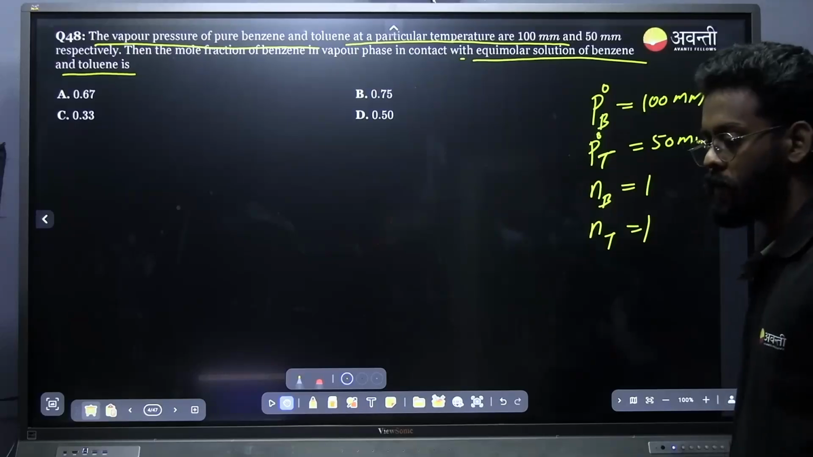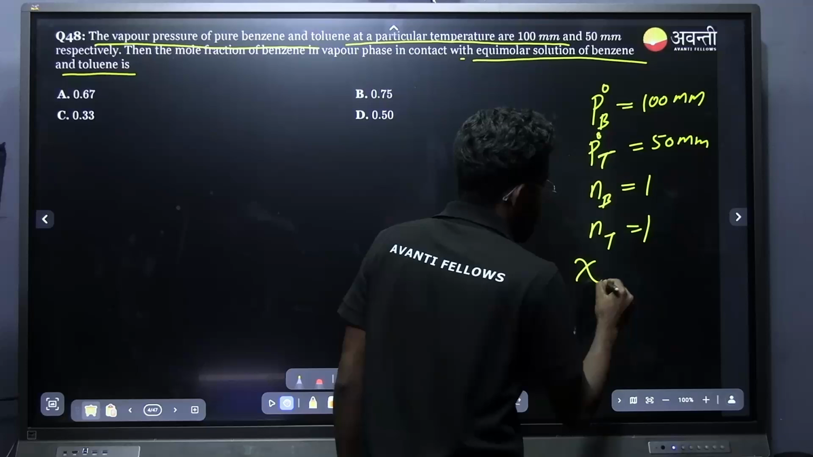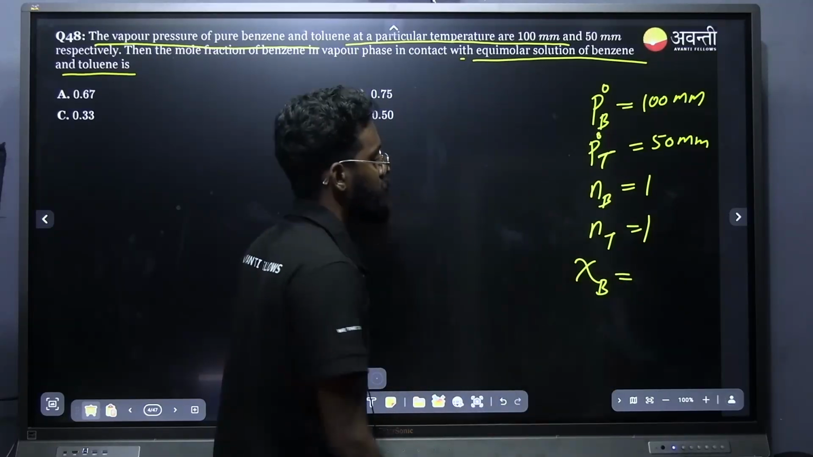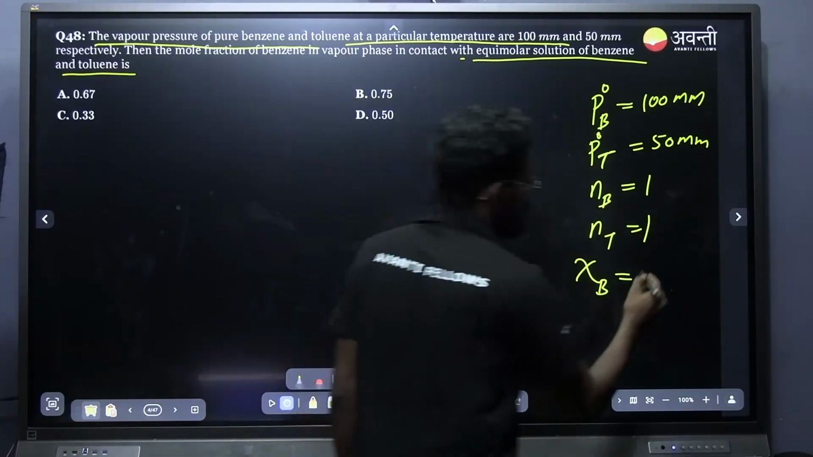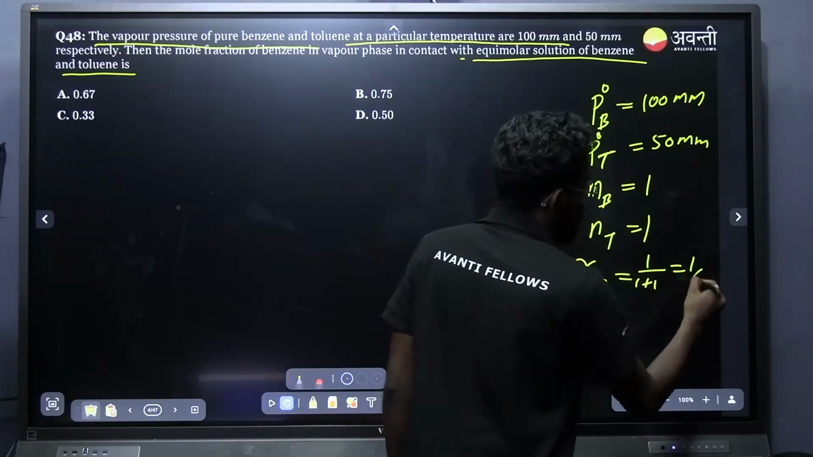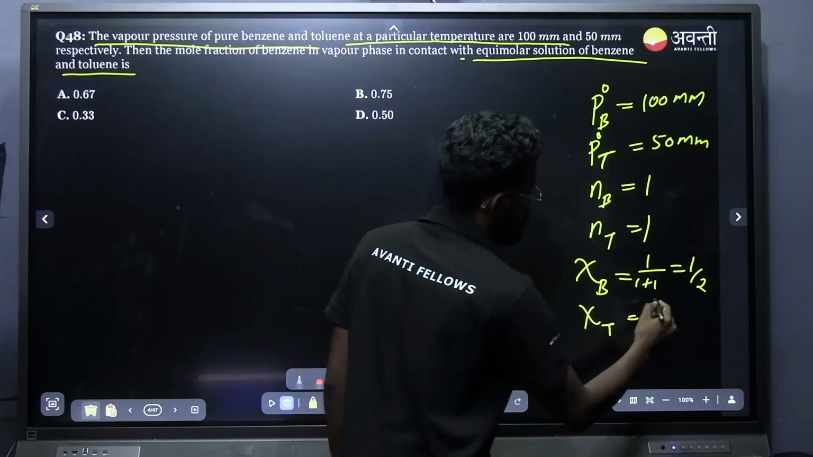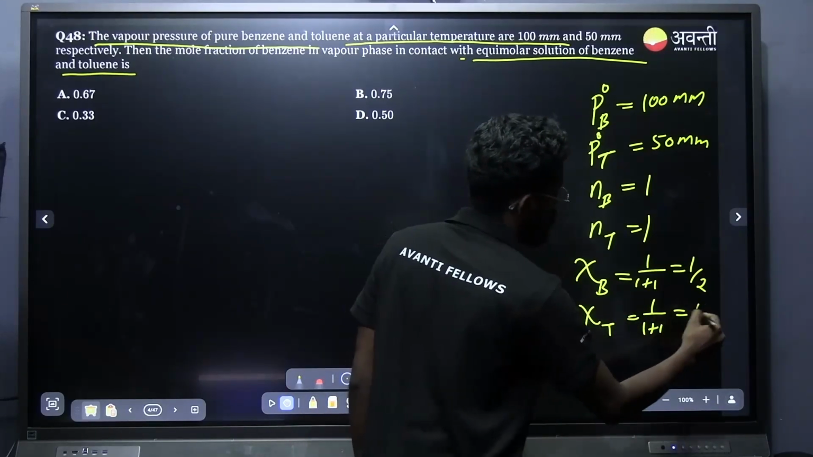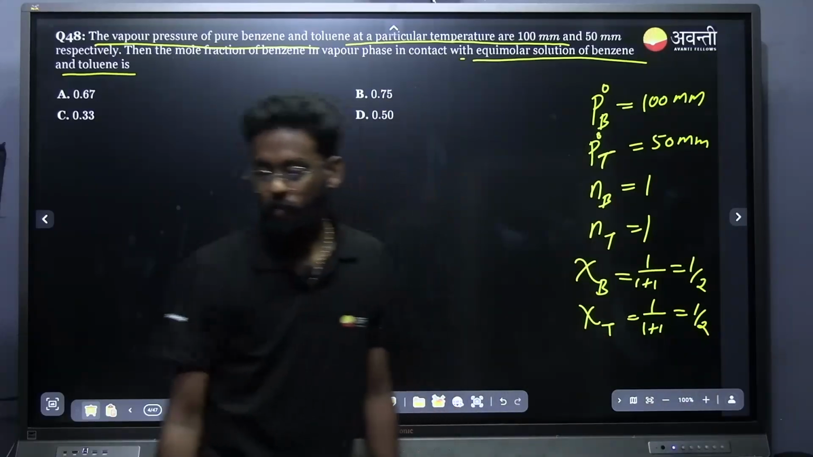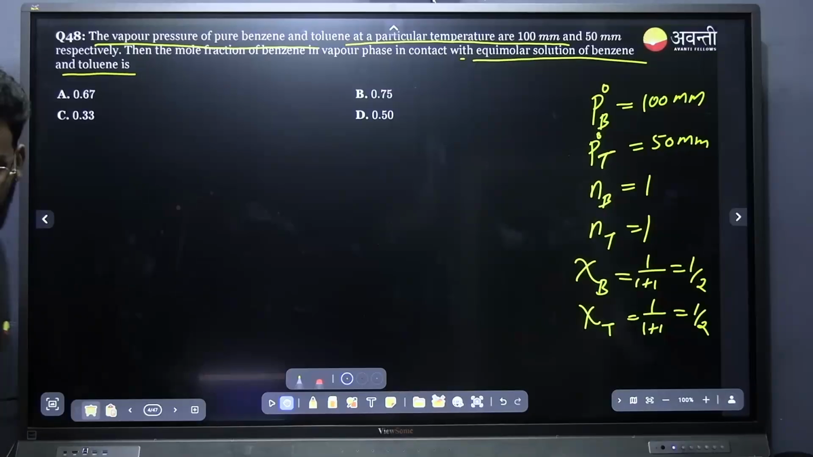Okay, if I got these two things, I can find out the mole fraction of benzene, right? How can I find the mole fraction of benzene? 1 by 1 plus 1, it is equal to 1 by 2. At the same time, the mole fraction of toluene, what is it? 1 by 1 plus 1, it is equal to 1 by 2. I got all this data directly from the question.